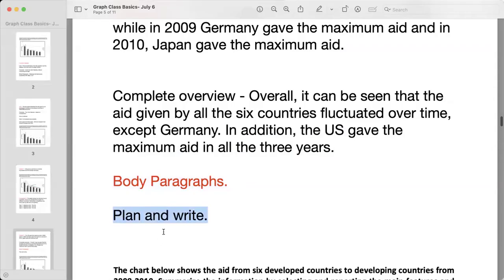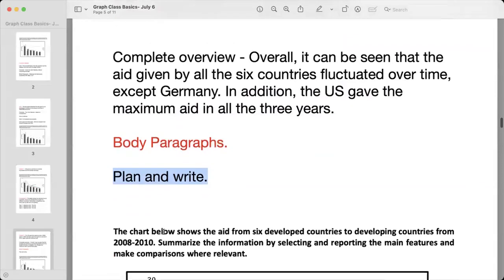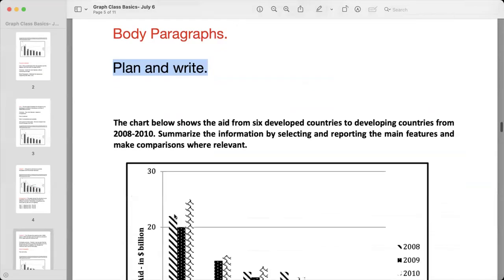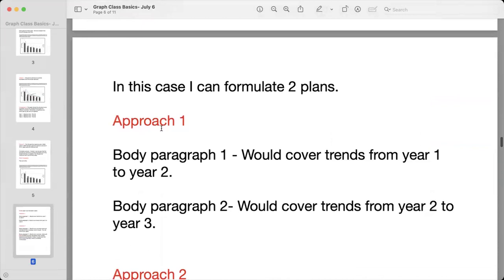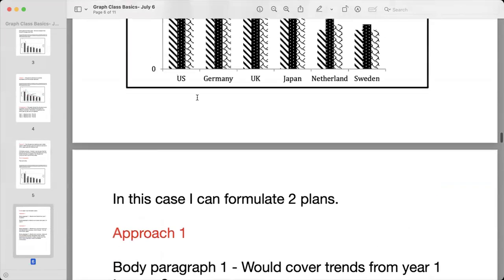What I mean by plan and write is this: students start writing and then they think what to do next. So for me, it's never like this. Before I start writing my body paragraphs, I plan what I'm going to write in the first paragraph and what I'm going to write in the second paragraph. So let me show you what I mean. I formulated two approaches here, and I'll tell you both what I thought I would do.